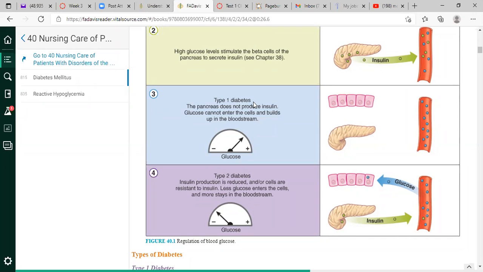While with type 2 diabetes, insulin production is reduced. So you are still able to produce some insulin to help lower the blood sugar, but it's reduced. And or the cells are resistant to insulin, where the cells are not accepting insulin. And what that does is keep an individual's blood sugar level elevated. Less glucose enters the cells and more stays in the bloodstream.